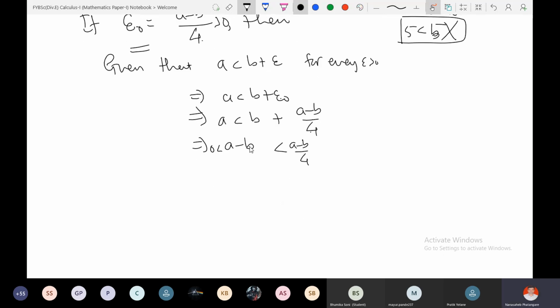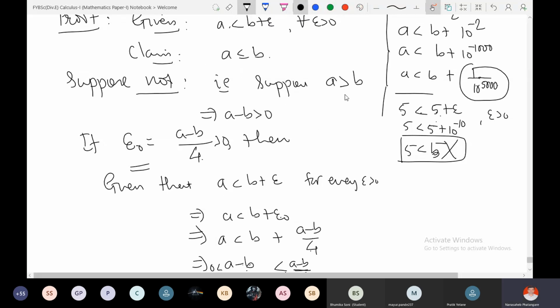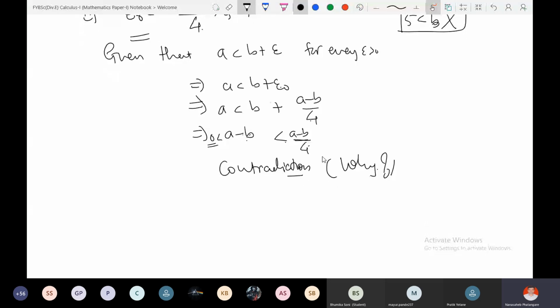A minus B is a positive number less than its fourth. Is it true? No, sir. Contradiction. Why contradiction? Because in positive numbers, a number cannot be less than its fourth, but in negative numbers this may be true. And I am sure that this number is positive. Why positive? Because I am assuming that A is greater than B. So A minus B is positive and it is less than its fourth, which is not possible.